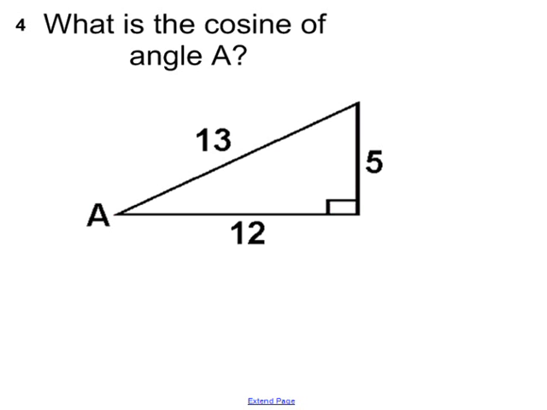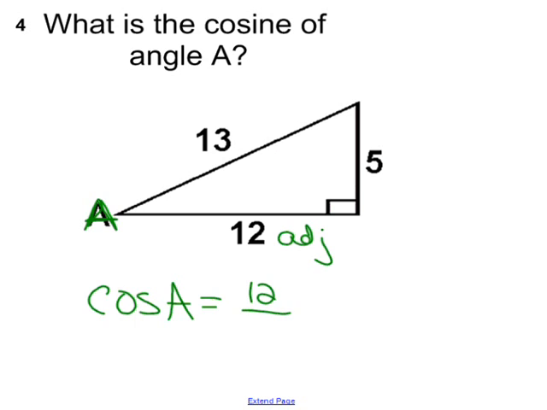If I have cosine, again, make sure you write cos A, don't forget the A. Cosine now deals with my adjacent side, so the side right next to A is the 12 over your hypotenuse, which again is still 13.